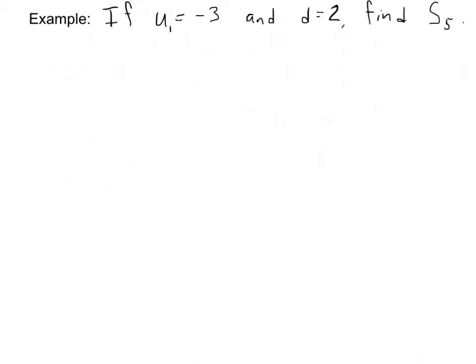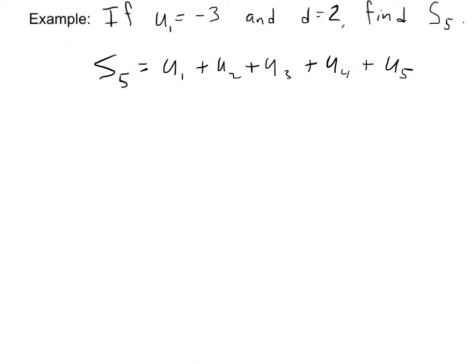For the last example, I'm going to tell you that the first term in the sequence is -3, the common difference is 2, and I want to know what S5 is. Well, how are we going to find S5? What is S5? Think for a moment, what does S5 mean? Hopefully you recognize S5 means the sum of the first 5 terms. In other words, S5 means U1 plus U2, U3, U4, and U5.